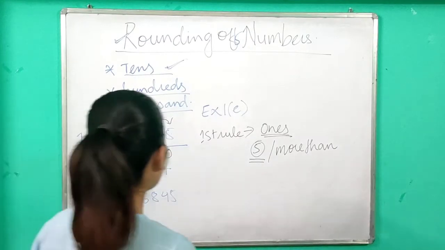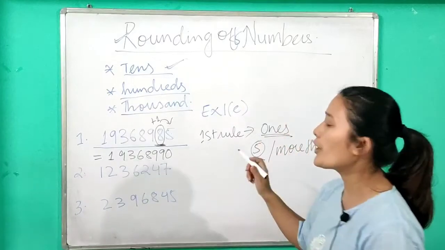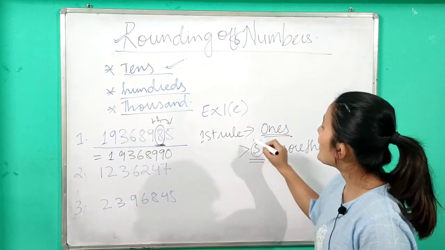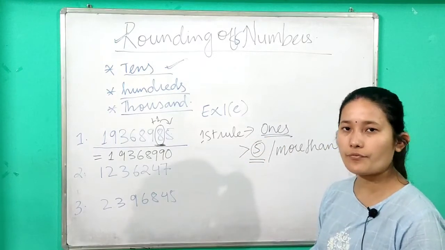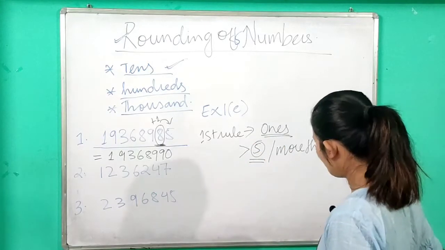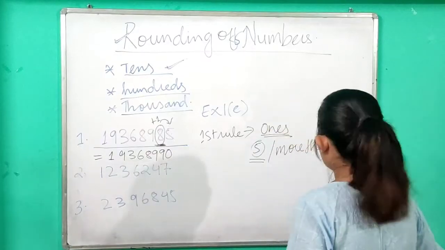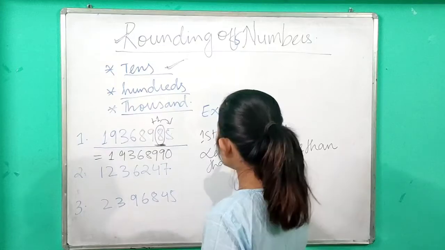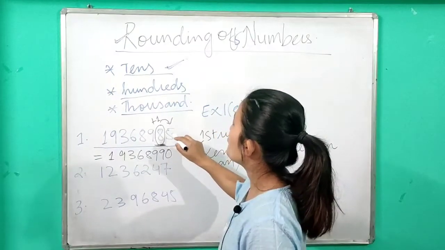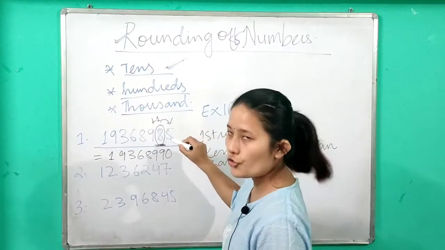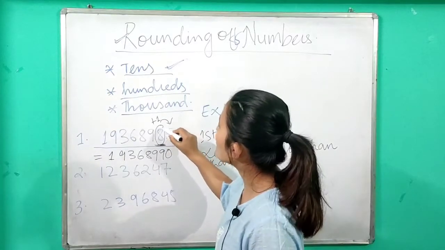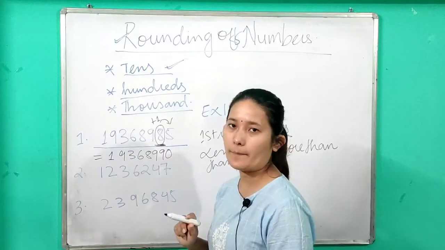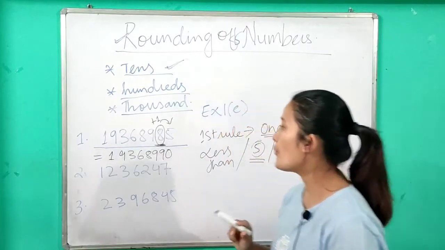Replace it with 0. But if your number would have been less than 5, then instead of 5 you would make it 0, replace the 5 with the 0, and the tens number would be as it is, that is it would be 8 only. Understood? Okay, so what is the rule?